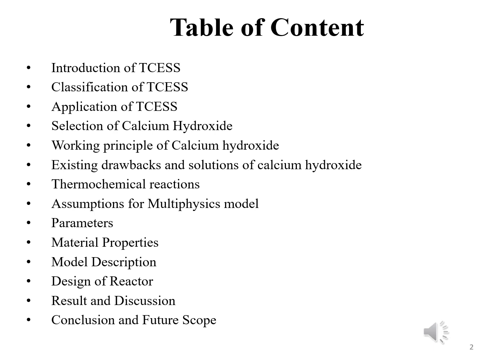The table of content is listed here. Initially, we started with the introduction of thermal energy storage, its classification, application, and then why we selected calcium hydroxide, what is the working principle of it, the existing drawbacks in solution of calcium hydroxides, basic reactions involved in thermochemical, the assumptions which we took on a multiphysics model, parameters, material properties, model descriptions, and the design and result and discussion of this project was done, and at the end conclusion was given.